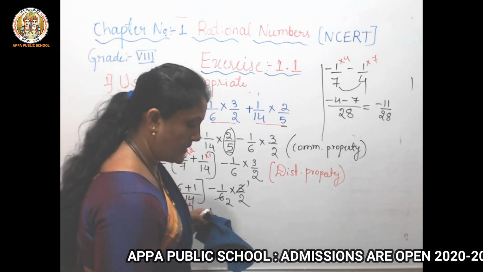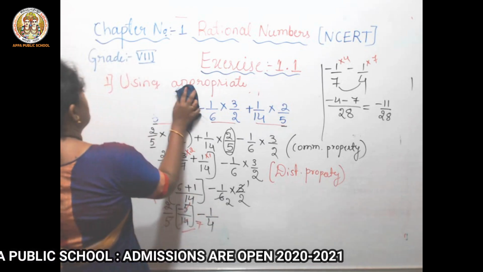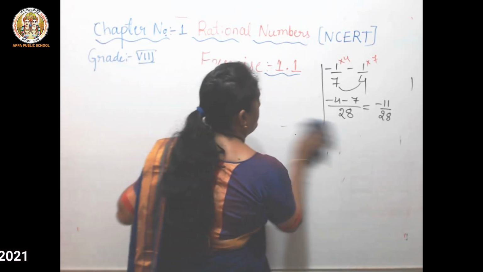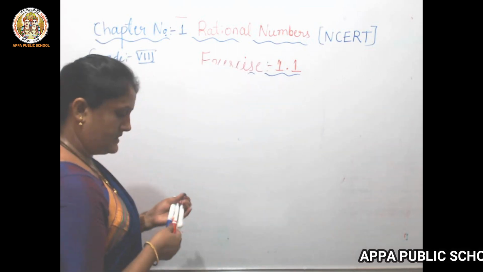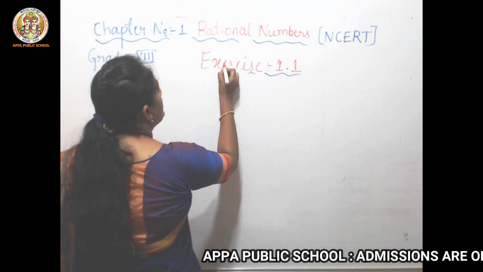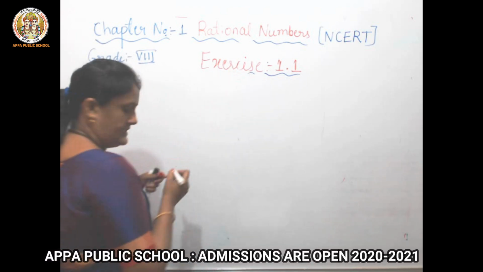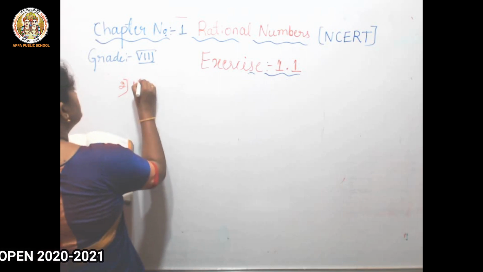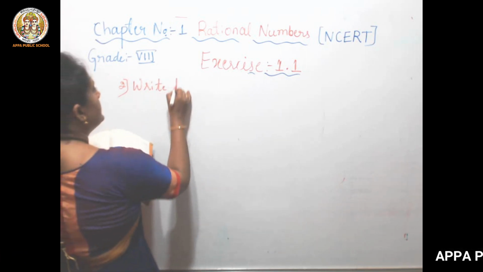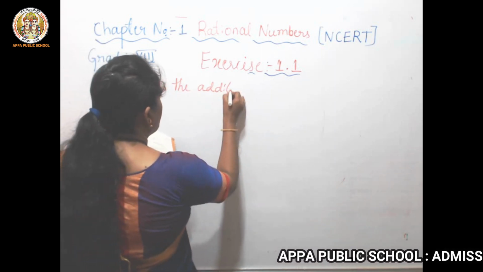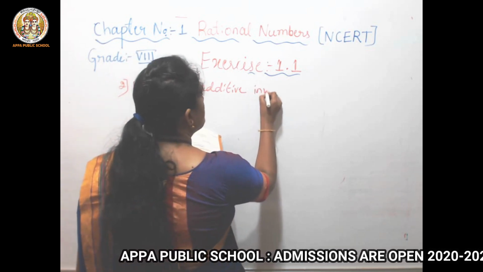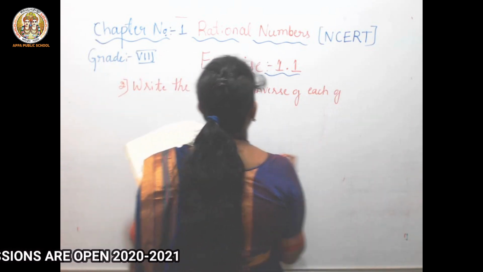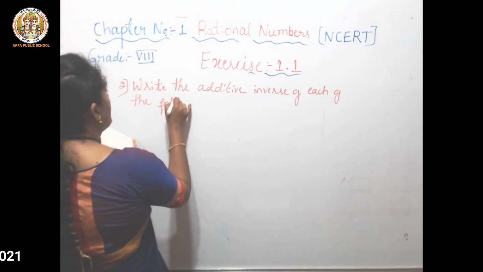Now we'll go for the second question. Second question is, write the additive inverse of each of the following. Okay.